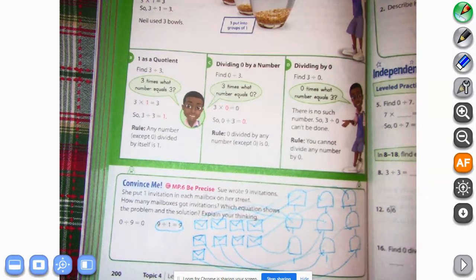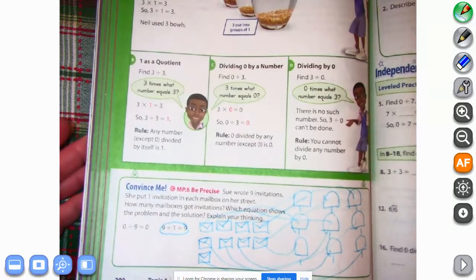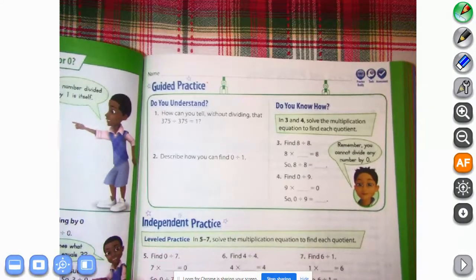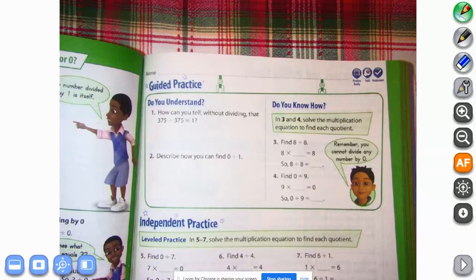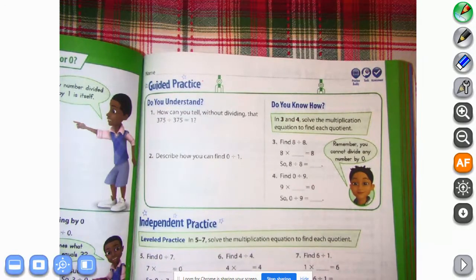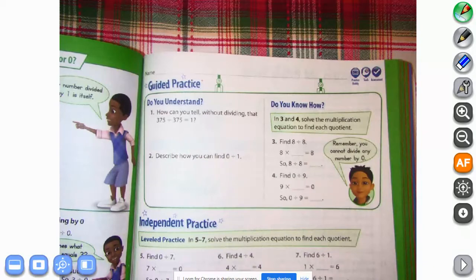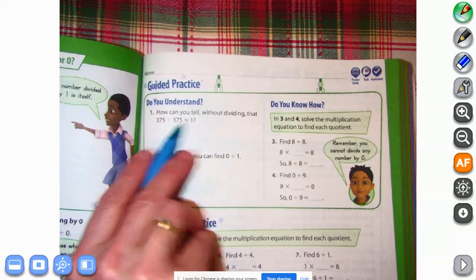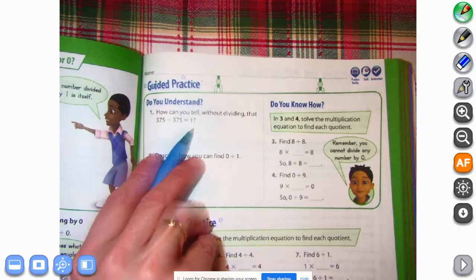All right. If you need to pause, you can. We're going to go over to page 201. So on the top, it says, how can you tell without dividing? So without dividing, we're not going to draw anything. We're not going to write any numbers. How can you tell without dividing that 375 divided by 375 will equal 1? How can you tell?